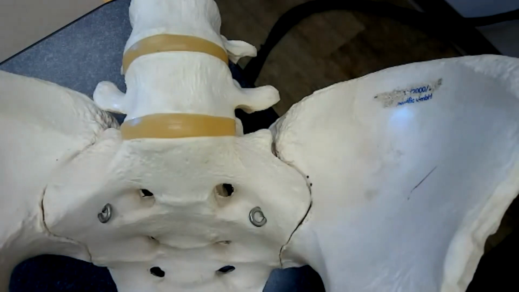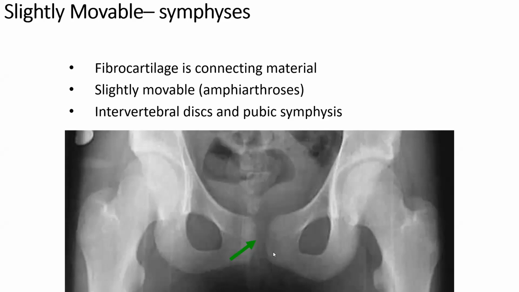Now on this image, the reason it is a dark band is because it's soft tissue. X-ray doesn't show up on soft tissue. We know it's there, and this is a female patient. You can tell by the broad pubic arch at the bottom of the pelvis, just like this one has that broad arch. She would not be able to walk if her pubic symphysis was missing. So that's a very common example of a slightly movable joint with fibrocartilage involved that everybody has. Everybody has intervertebral discs, everybody has a pubic symphysis.